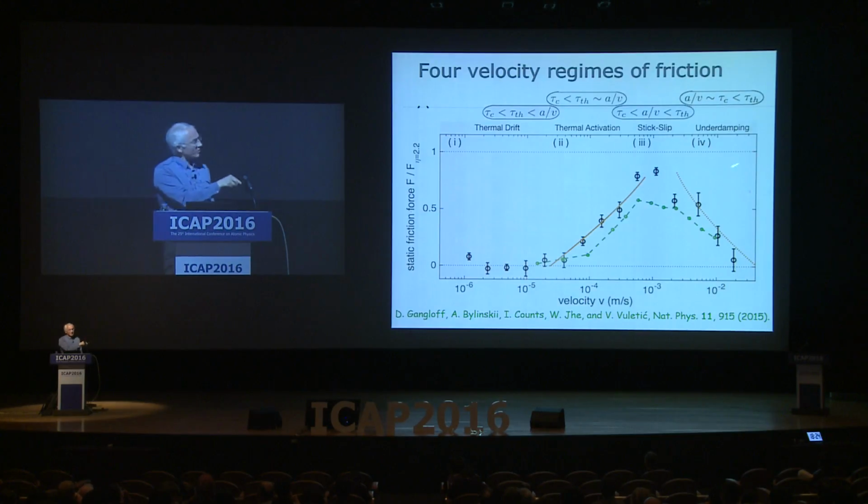In this region over here, our transport time is always much faster than the thermal hopping time, and so basically we see the maximum friction. You can think of this, the ion each time sticks and slips, as I've shown you in the original movie.